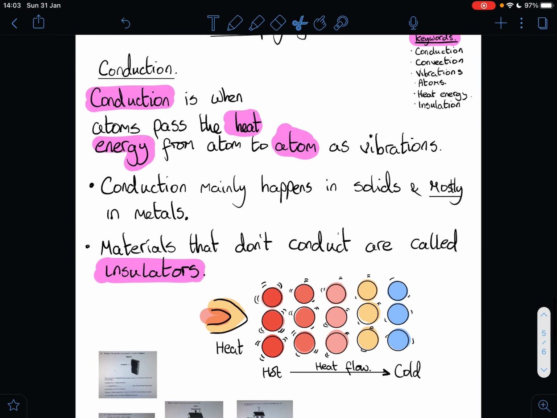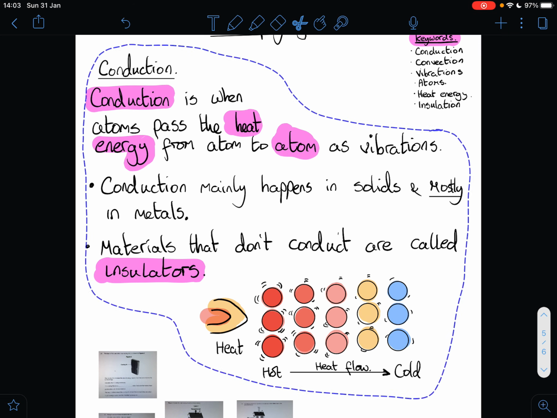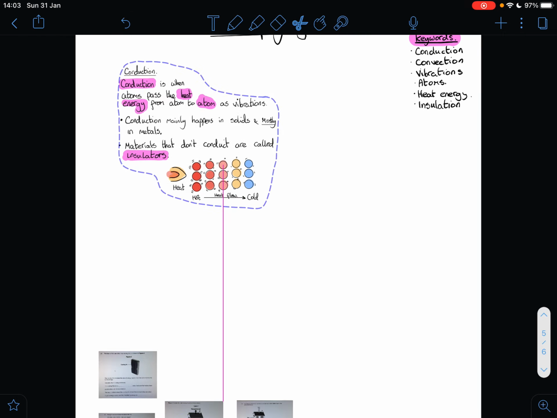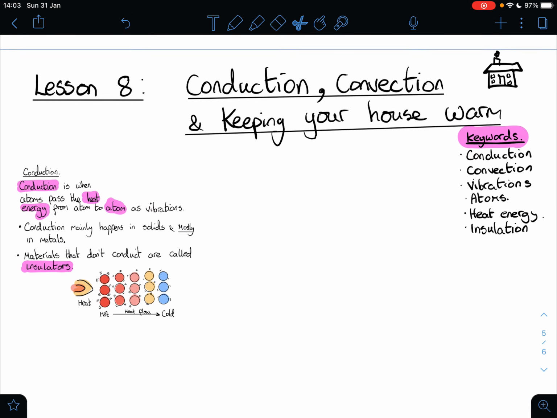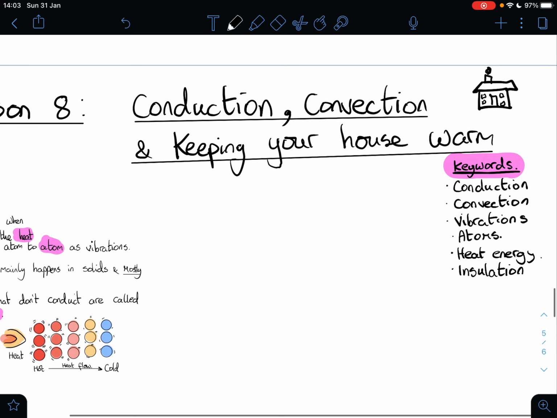Now I'm going to shrink it down. I'm going to tuck it away. And then I'm going to go to convection. So we'll put that over there. I'll make these notes available as well. So let's have a look at the next one, convection.